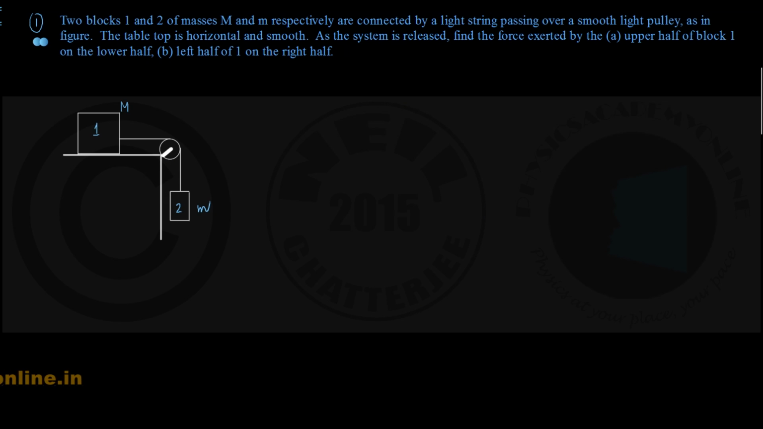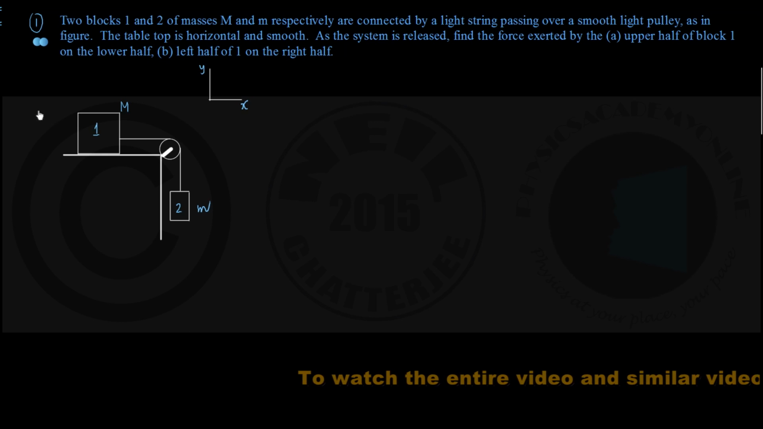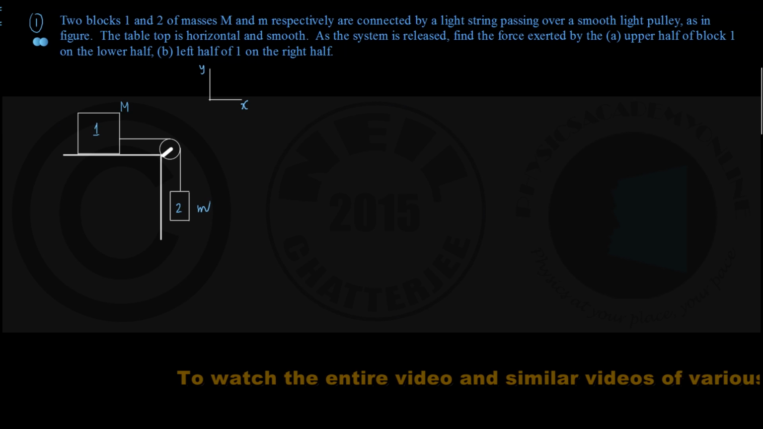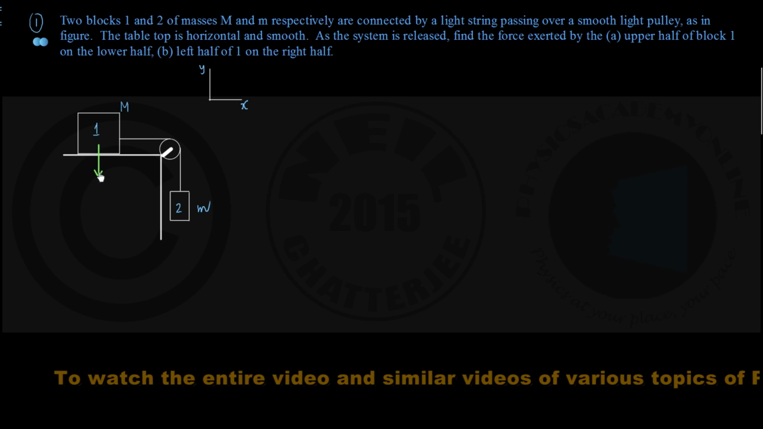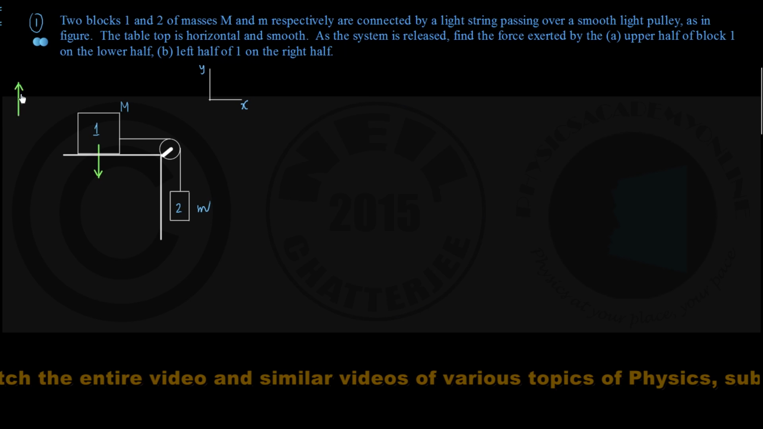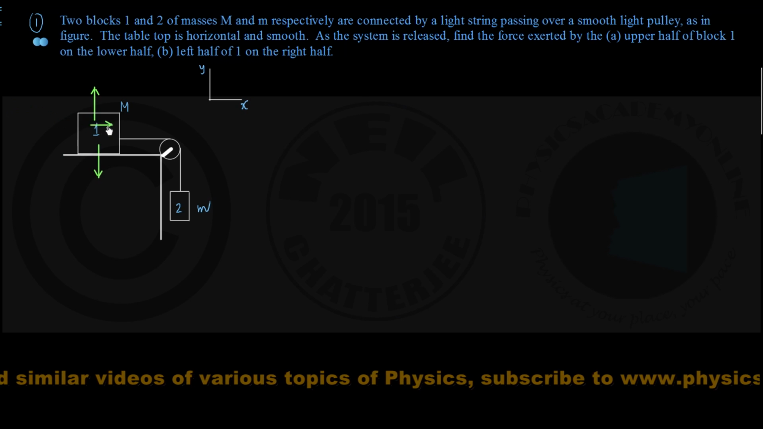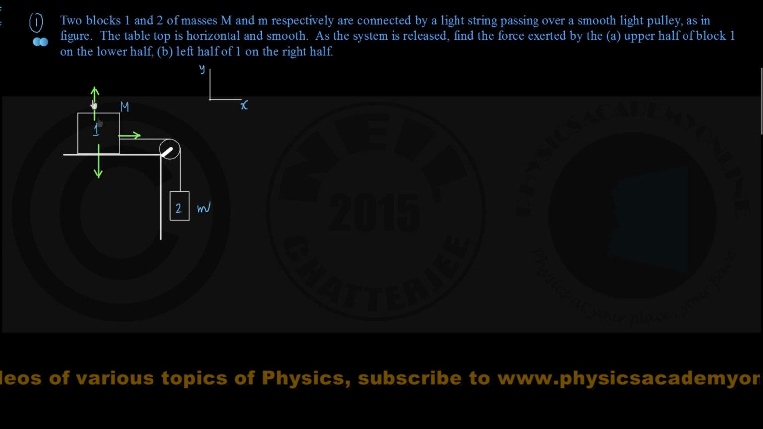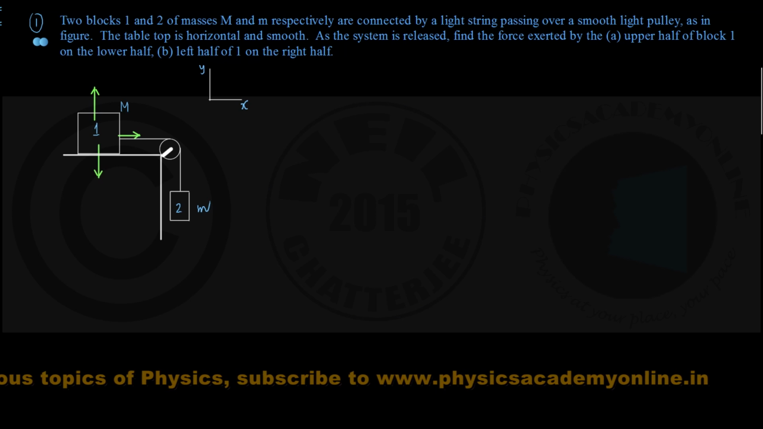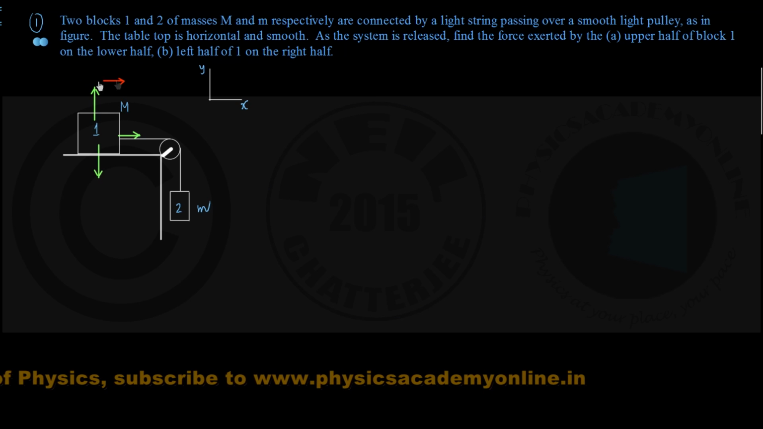I'll show that in my original figure itself. This is the choice of coordinate system. Direction to the right is taken to be plus x axis. Direction upward is taken to be my plus y axis. And let me also show the forces. On block 1, there is a force of gravity acting vertically downwards. There is a normal force given by the tabletop upwards. The force of tension given by the string rightwards, and under these three forces, suppose the acceleration of this block 1 is a to the right.